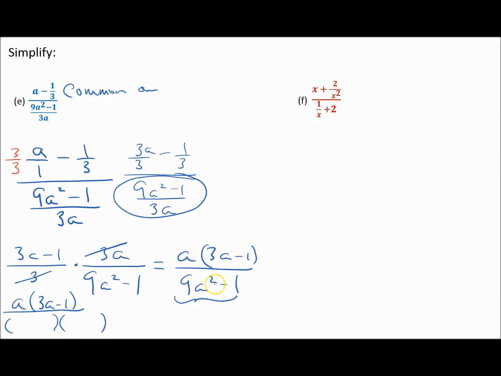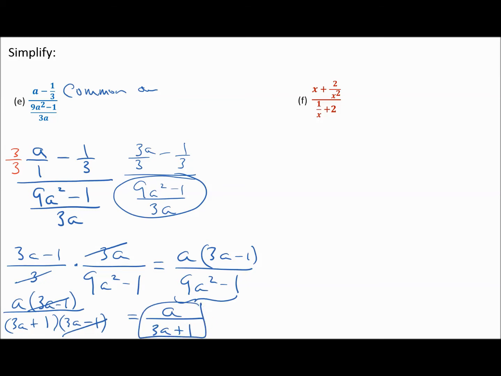So the square root of 9a squared is 3a. That goes in the first position. The square root of 1 is 1. Goes in the second position with 1 plus and 1 minus. And the 3a minus 1's cancel to result in a final answer of a over 3a plus 1.